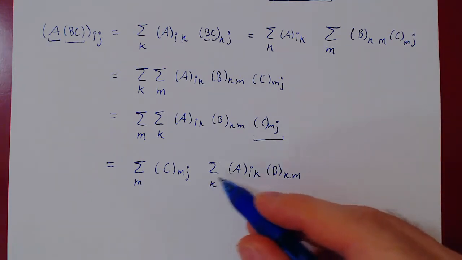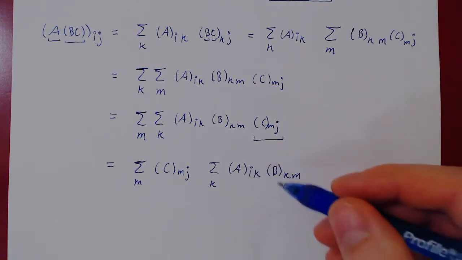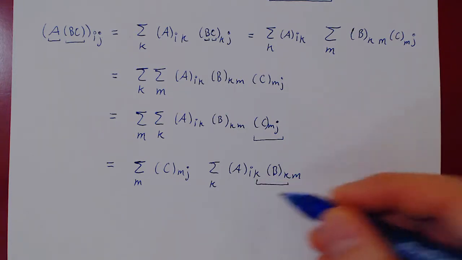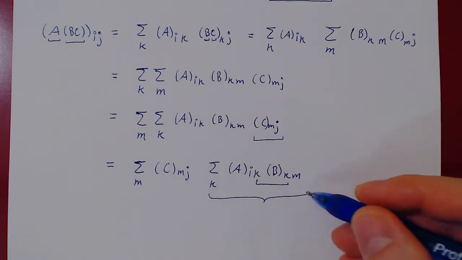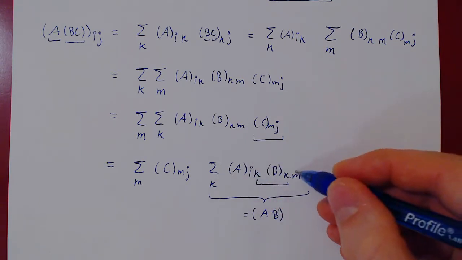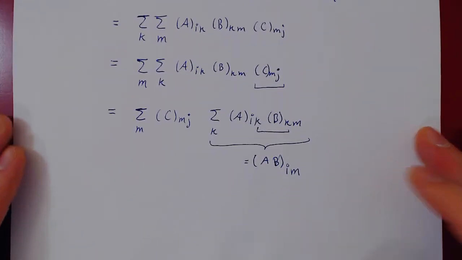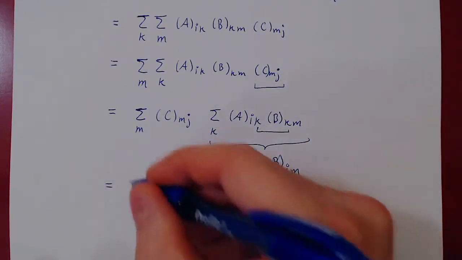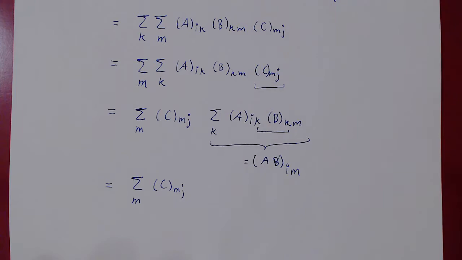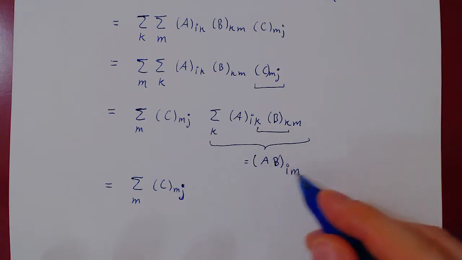And we can actually collapse now this summation. If you look at this, we are taking the entry in A in the ith row, the entries in B in the mth column. We are multiplying corresponding entries and adding them up. This is by definition the entry in the product matrix AB in the ith row, mth column. And so we're back down to a single summation. It is the summation of cmj times (AB)im.